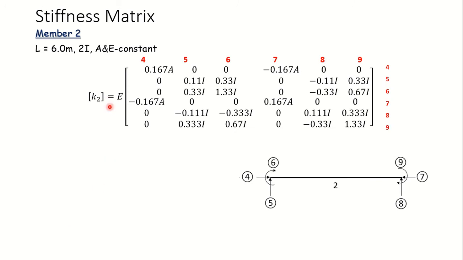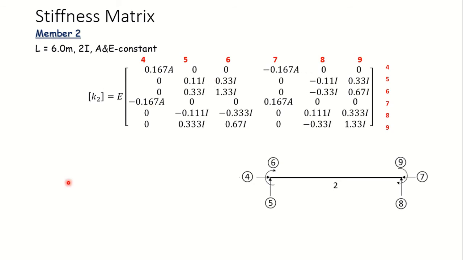Okay, for the second element we come across the coordinates from 4 to 9. So 4, 5, 6, 7, 8, 9. 4 and 7 are for axial stiffnesses, 5 and 8 for translational stiffness, and 6 and 9 for rotational stiffness over here. So these are the coordinates.